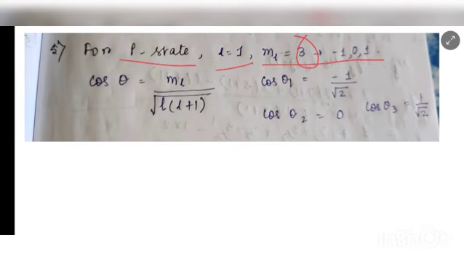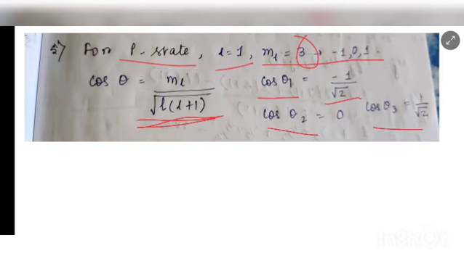So for ml value -1, we will get cos theta 1 equals -1 by root 2. Cos theta 2, if we substitute 0, if anything is multiplied by 0, we will get 0 only. So cos theta 2 equals 0. And cos theta 3, for ml equals plus 1, we will get cos theta 3 equals 1 by root 2.